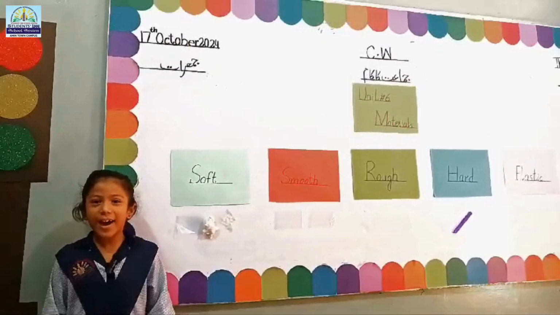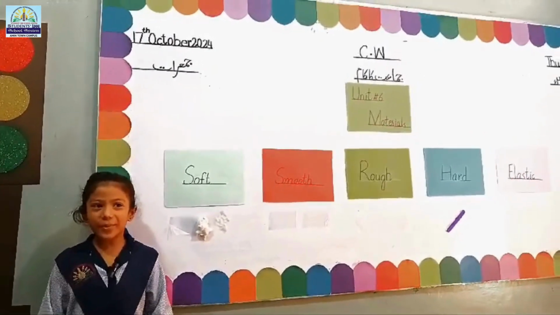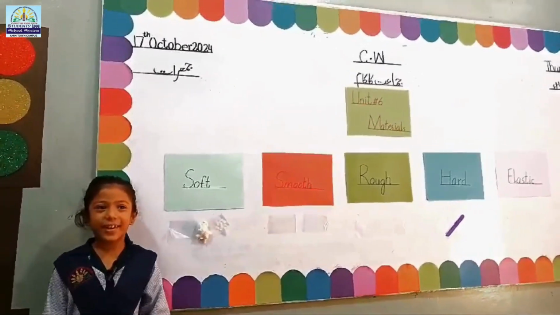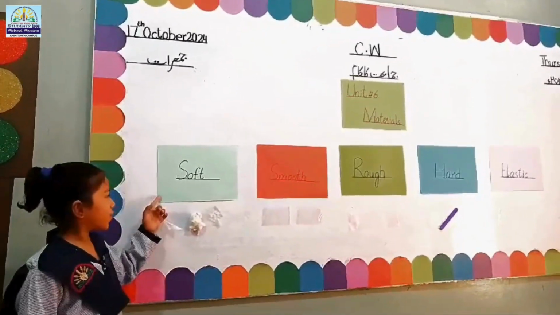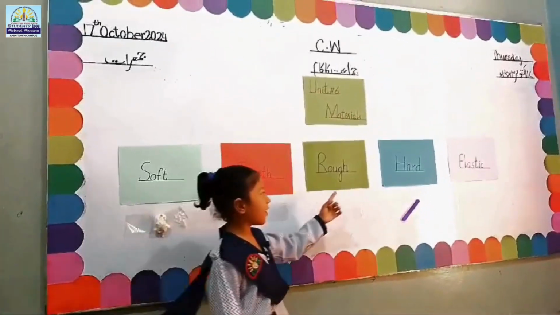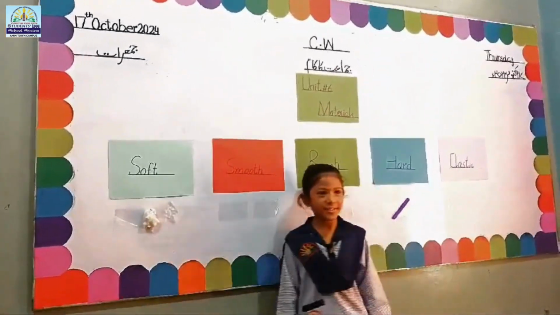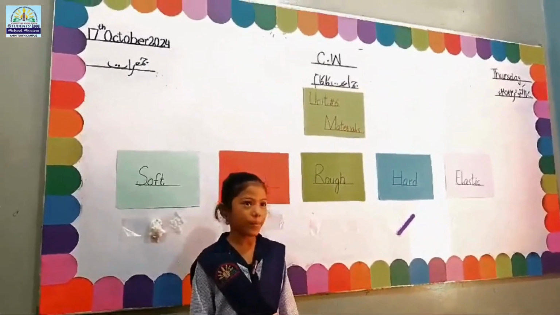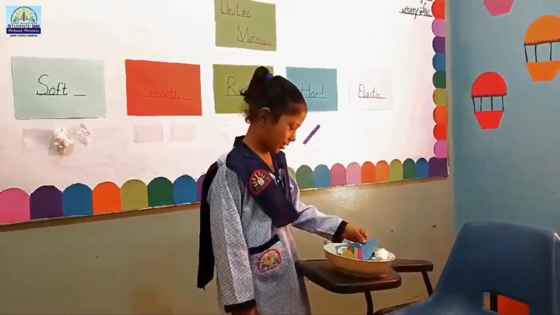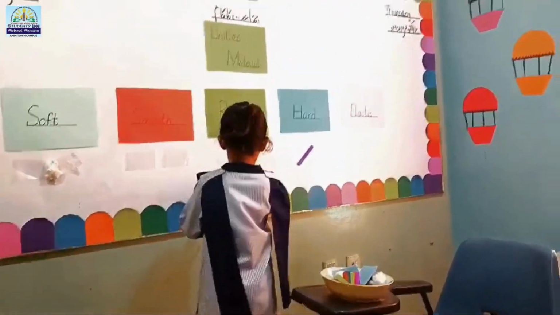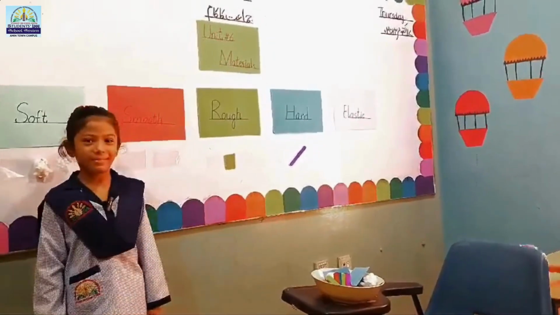My name is Man. I read in class 1. The topic is materials. There are 5 types of materials: soft, smooth, rough, hard, plastic. Okay, face any rough material. Rough. Okay, well done.